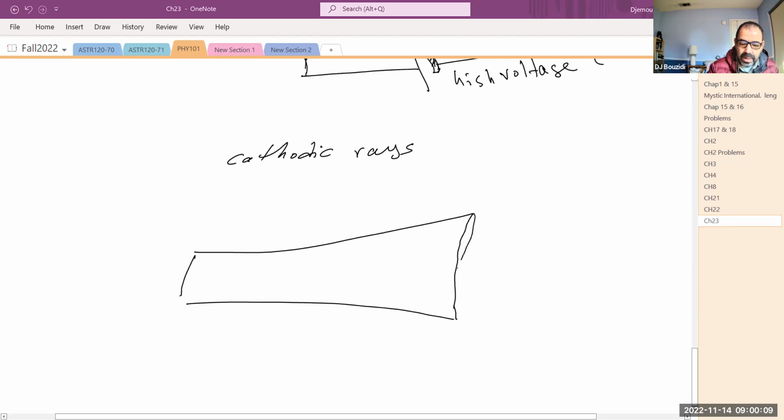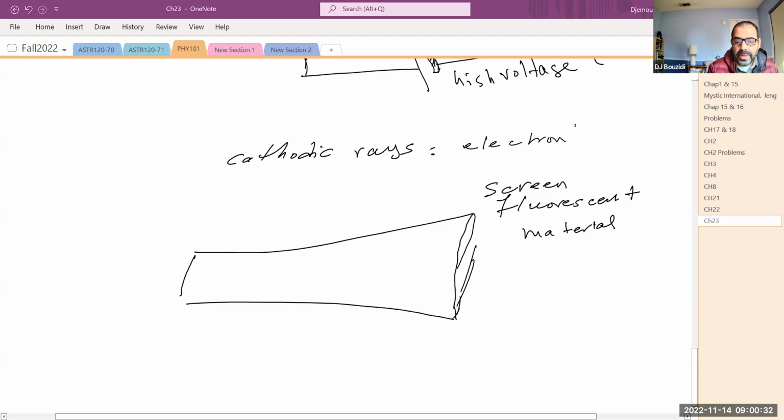so here you have a screen. And on the screen, he has a fluorescent material. So basically what that means is if you hit it with fast enough particles, electrons, charged particles that we know today, that's what the cathodic rays turn out to be, actually, electrons. That's the bottom line of this whole thing. It's going to glow. Just like the old screens, basically.